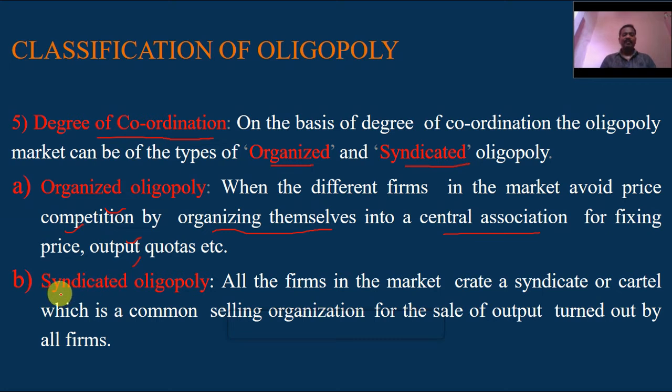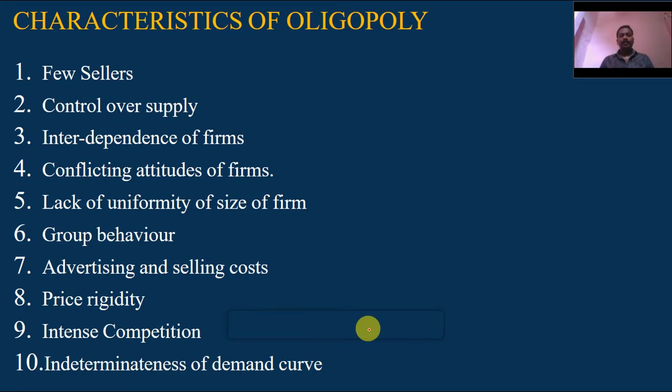Then again we'll see syndicated oligopoly. All the firms in the market create a syndicate or cartel, which is a common selling organization for the sale of output turned out by the firms. Then we'll see some important features of the oligopoly.